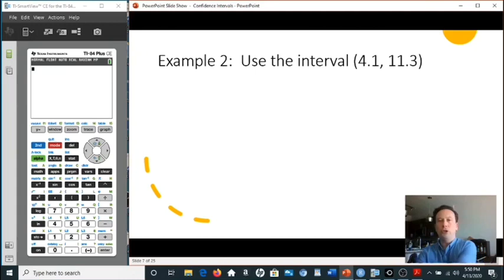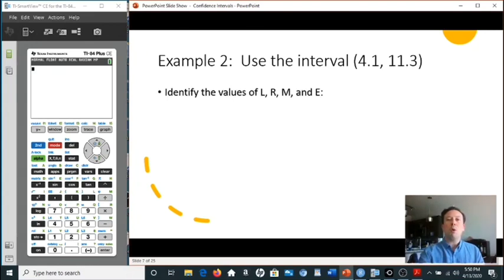So here's example 2. Let's suppose we have the interval from 4.1 to 11.3, and it's estimating some measurement, whatever it is. What we want to do is use the interval to find the values of L, R, M, and E. L and R are given, right? Those are the left and right boundaries of the interval, so no work is needed for that. The mean, or the middle, is the mean of the interval. So just take the average and you get 7.7, the dead center of the interval.